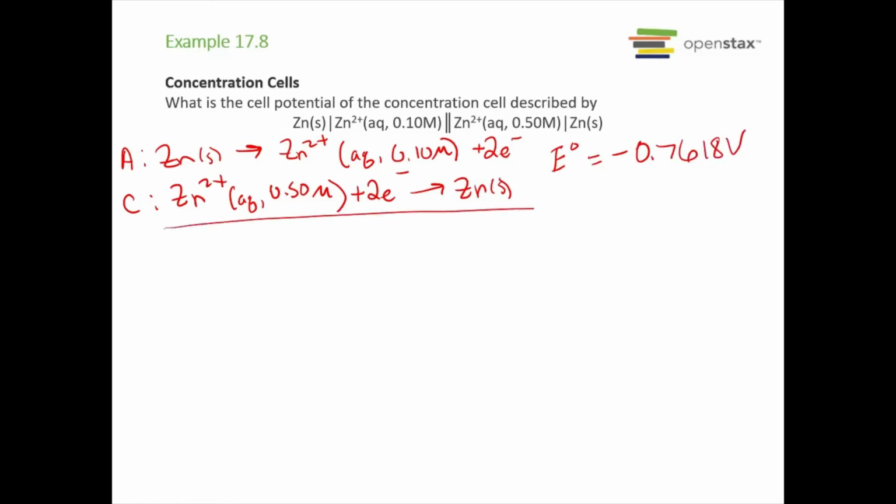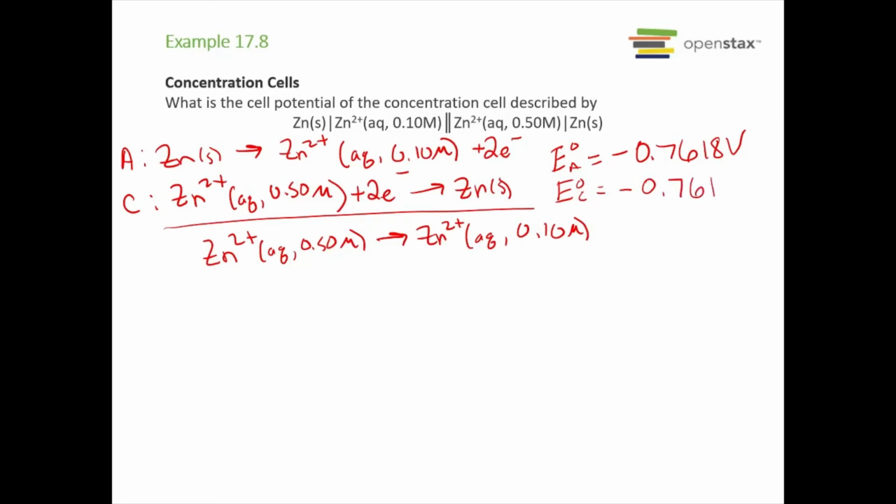So then the overall reaction is zinc 2+, aqueous at 0.50 molar, going to zinc 2+, aqueous at 0.10 molar. So now we can go ahead and use our Nernst equation. Let me just rewrite. We have the potential for our anode is negative 0.7618, and so is it for our cathode. So then the standard potential of our cell is equal to 0.